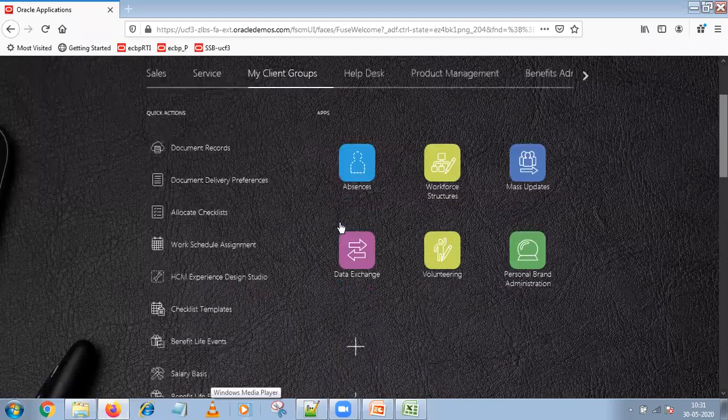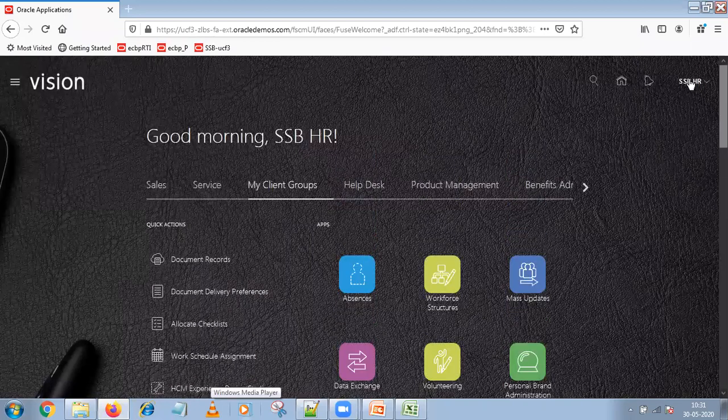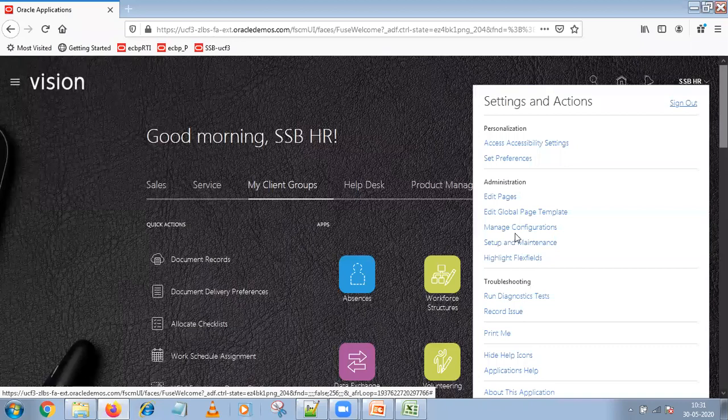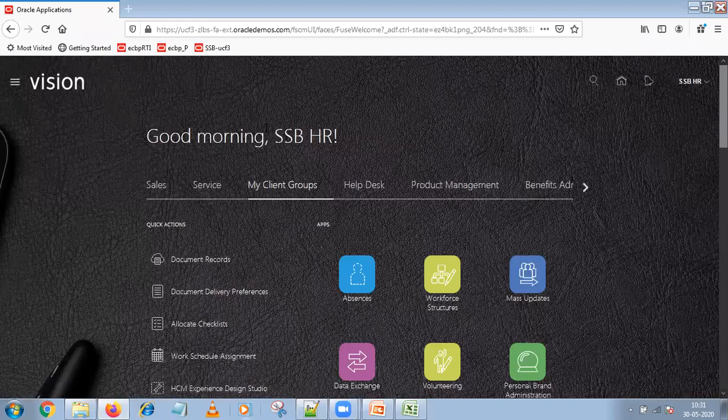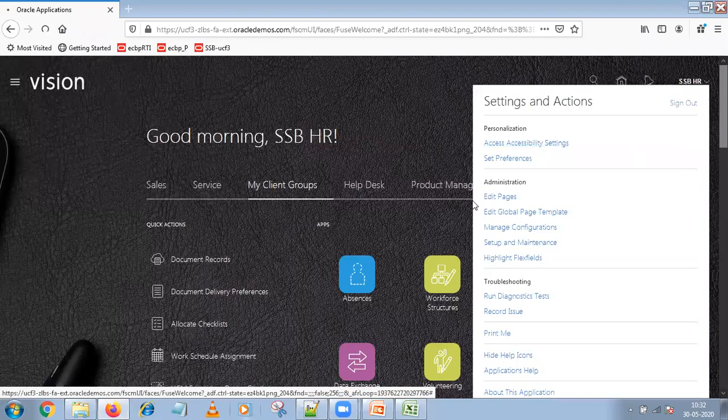Okay, so this is called your application access. Then you can set up and maintenance. You can sign out from here. So the login name, if you keep here, it will show you what is the login that you used here. Things like that. I can sign out from this application.